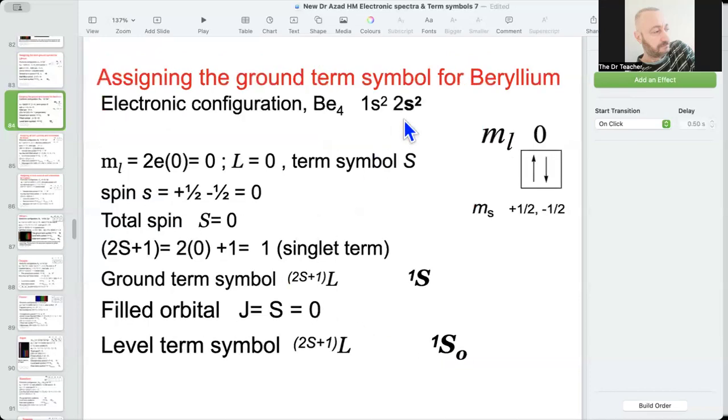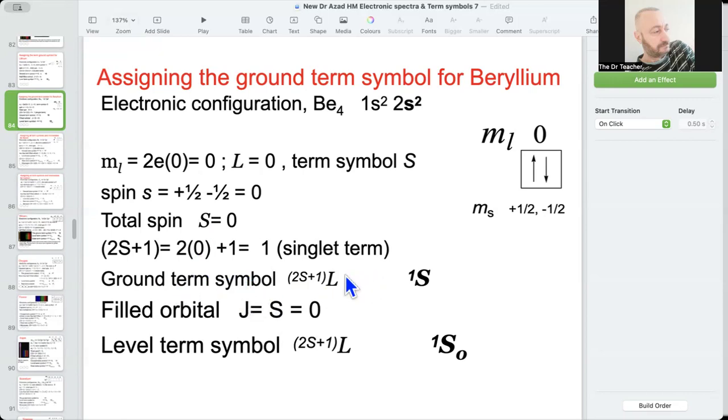Beryllium 2s2, we have 2 electrons in the box orbital. So the ml is only 0 because it's one box. The ms, you have plus half and minus half, so the total will be 0. When the total of spin is 0, S equals 0. We come to the 2S plus 1. You just replace S by 0, times 2 is 0, plus 1, 1. So it's a singlet term.